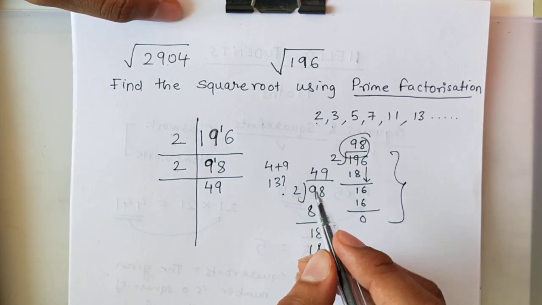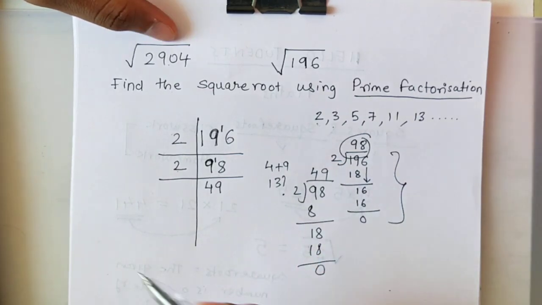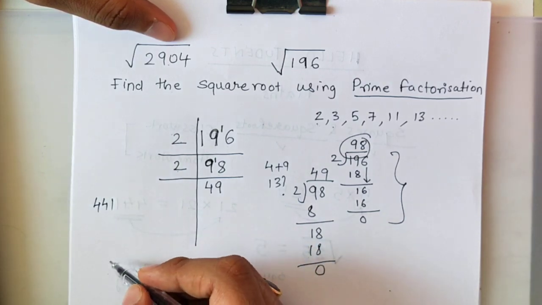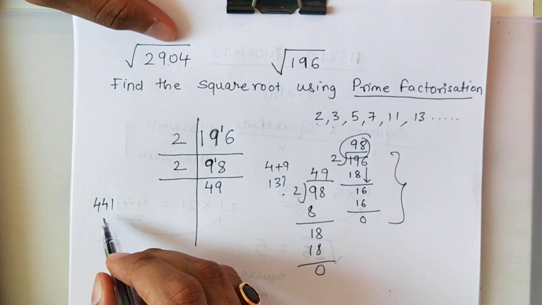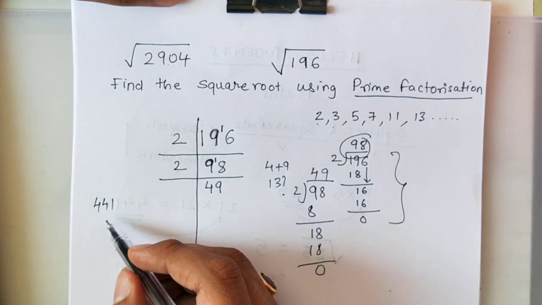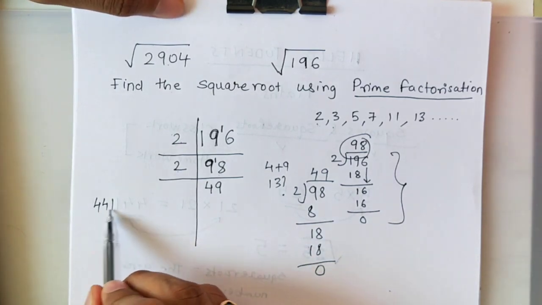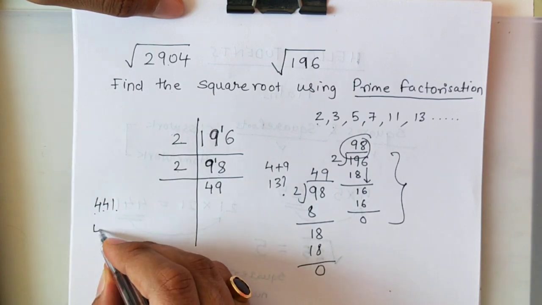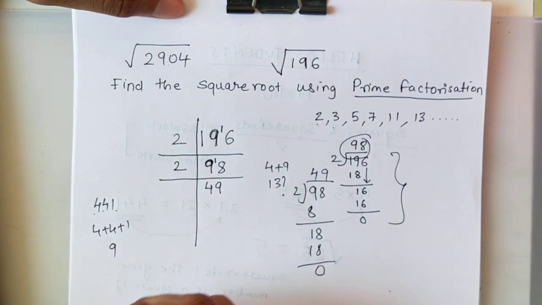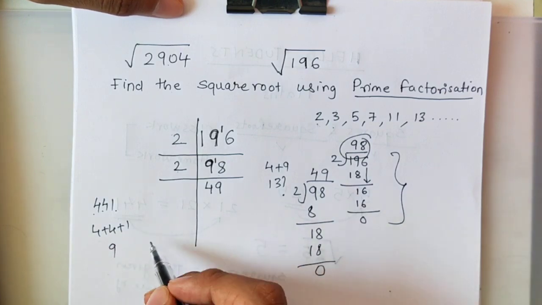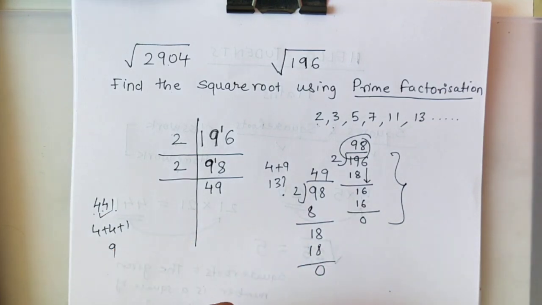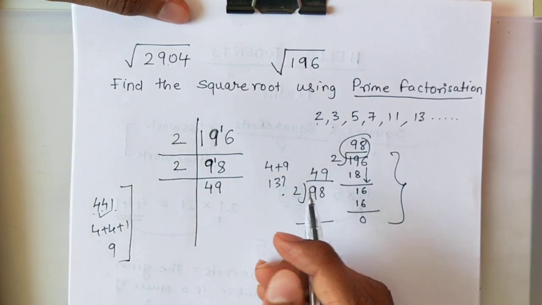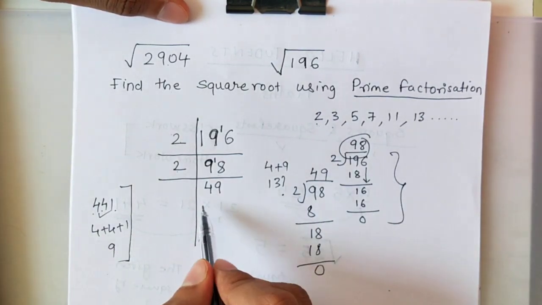This is a trick you can use with any number. For example, if I give you a bigger number, let's say 441, and you want to know whether it is divisible by 3, just add the digits. 4 plus 4 plus 1 is 9. 9 is divisible by 3, so this number is also divisible by 3. This is a trick you can keep in mind. Note it down if you want.